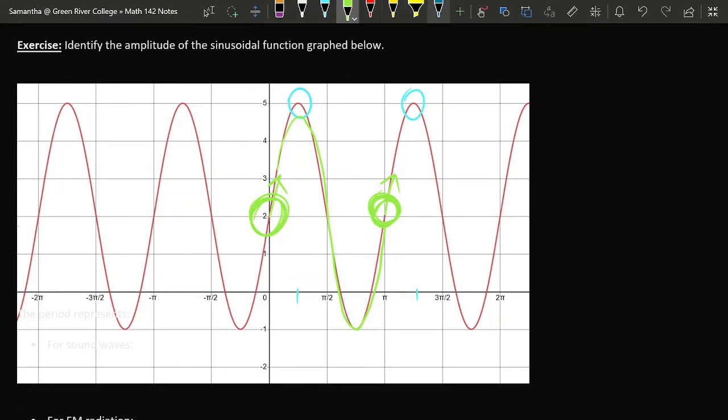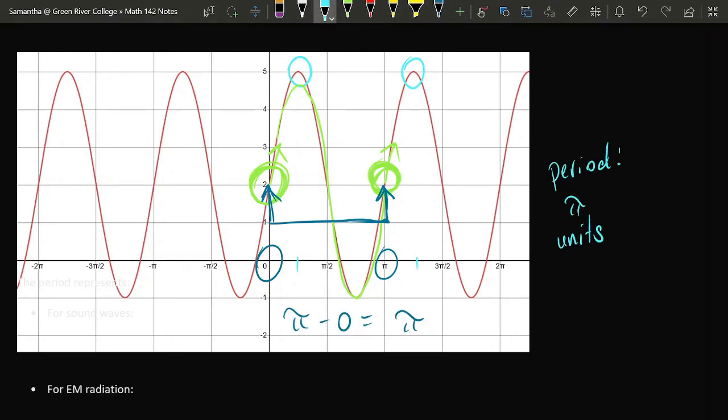I'm going to have a look at the distance between these two matching locations, simply because I can actually see where those locations are located exactly. One is located at pi and the other one is located at 0. This sinusoidal function would have a period of pi units. It would take a horizontal distance of pi units, a time of pi units for this wave to repeat.